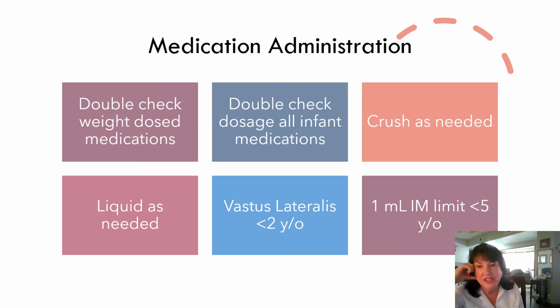Our children that are less than 2 years old getting an IM injection, we're going to use the vastus lateralis. Remember, we talked about that earlier, but it's that middle third on the outside of the thigh that we're going to give an injection. We would never give more than 1 milliliter IM to a child that's less than 5 years old. And those are the main things, okay? We also, of course, aspiration precautions, as we would for anybody. Hold a baby's head up. If you're giving them something oral, don't have them laying flat on their back.